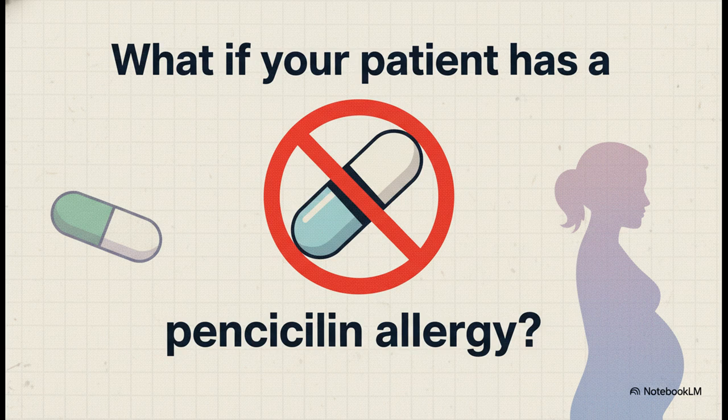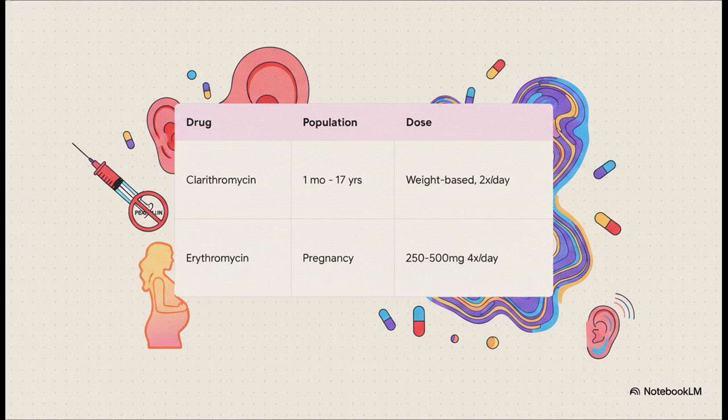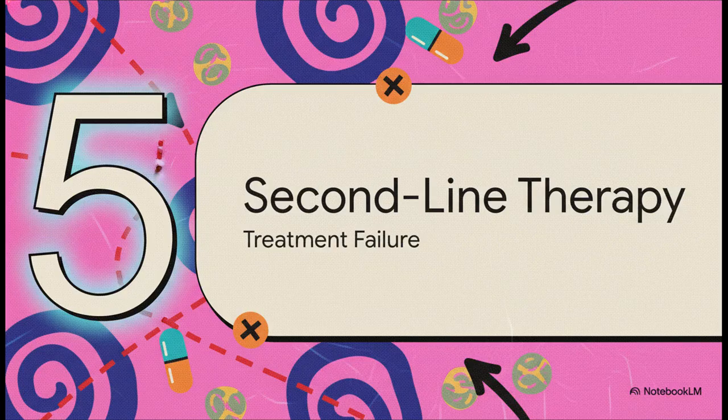The guidelines give us very specific alternatives. For a true type I, IgE-mediated penicillin allergy, your best alternatives are going to be macrolides like clarithromycin, or you could use clindamycin. It's also worth noting that erythromycin is often the preferred agent during pregnancy. For less severe non-type I reactions, certain cephalosporins might be an option. And that brings us to our final content module, Module 5, Treatment Failure.